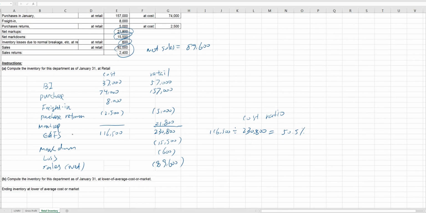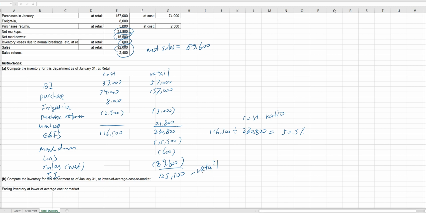So goods available for sale minus, these are cost information for sales at retail. Goods available for sale minus cost of goods sold equals ending inventory. So if we subtract all these three numbers from goods available for sale at retail, we're going to have the ending inventory information, $125,100. But this is retail.